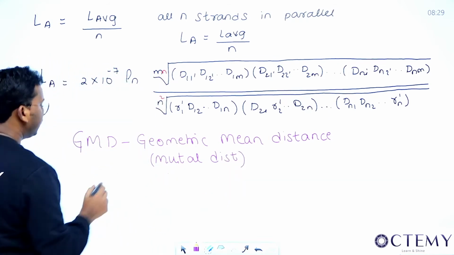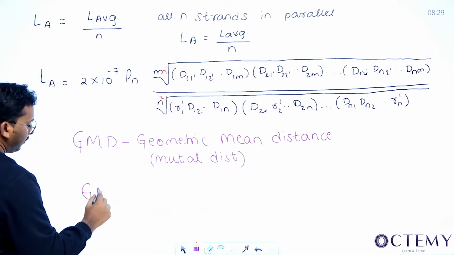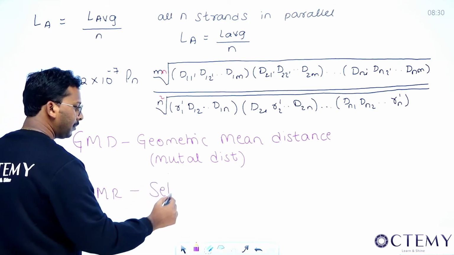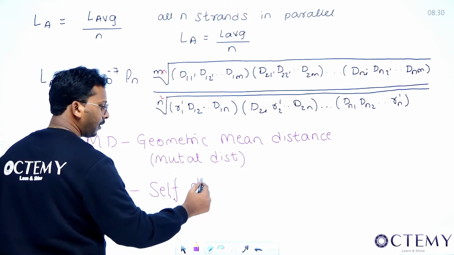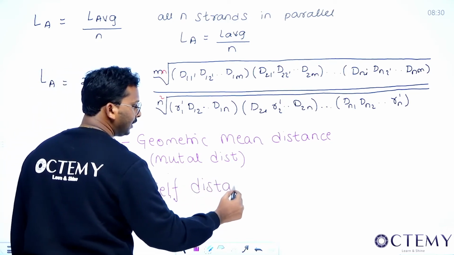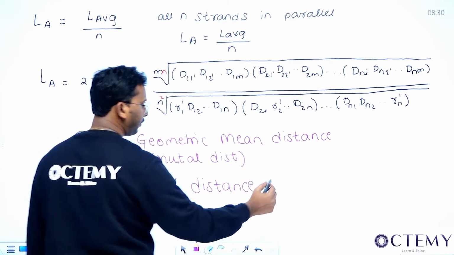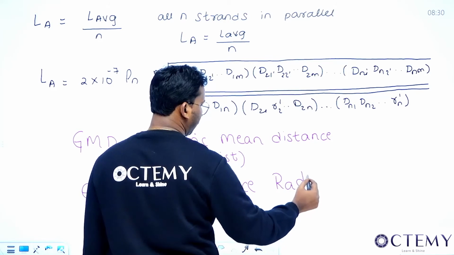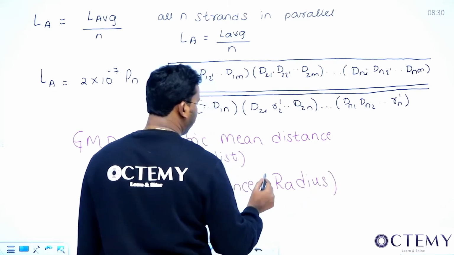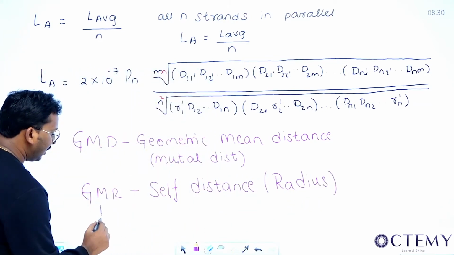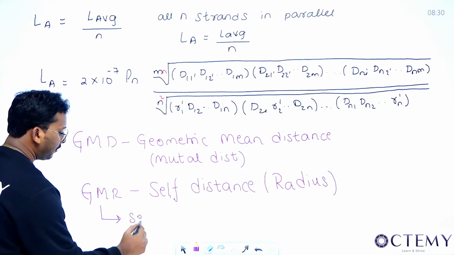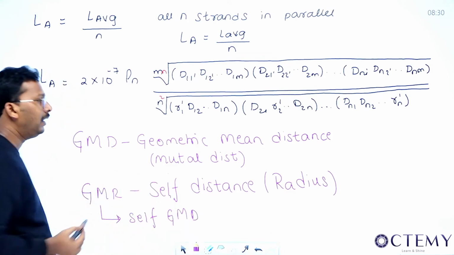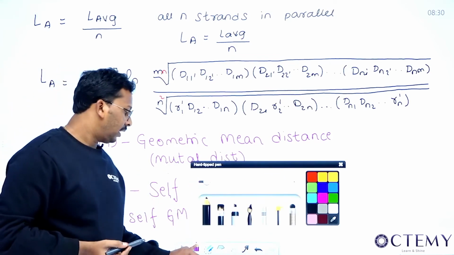Similarly, the numerator here is GMR. This is self distance, or I can call it radius. GMR is geometric mean radius, or this is also called self GMD. Now, let us try to understand how to apply this.